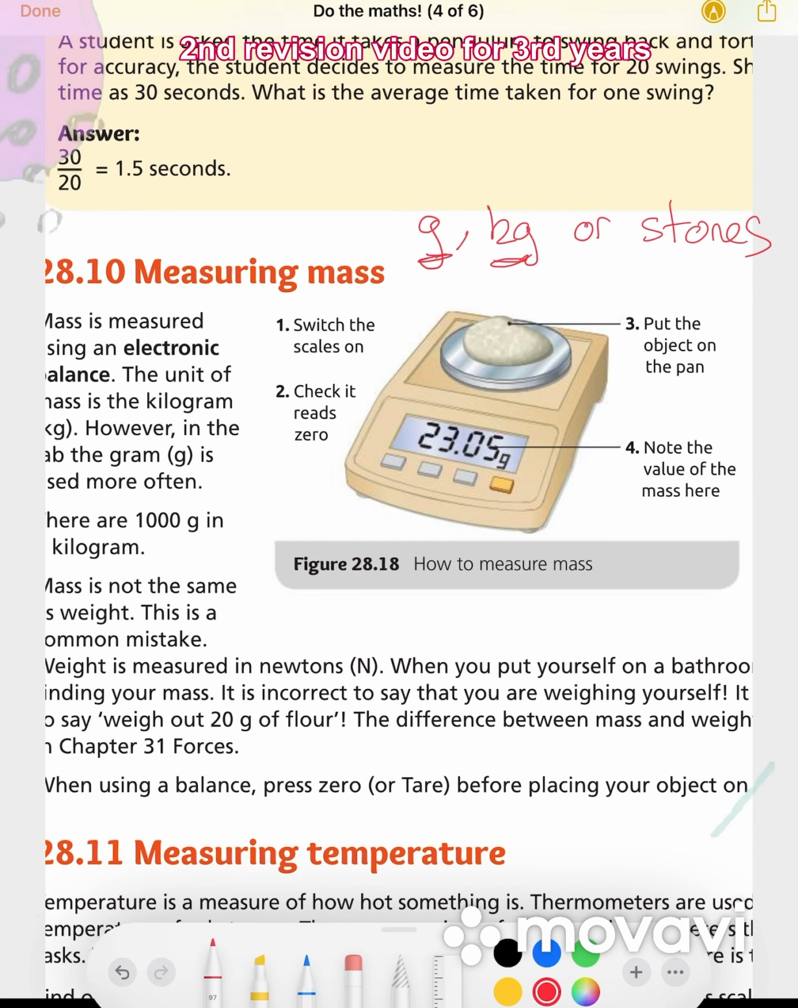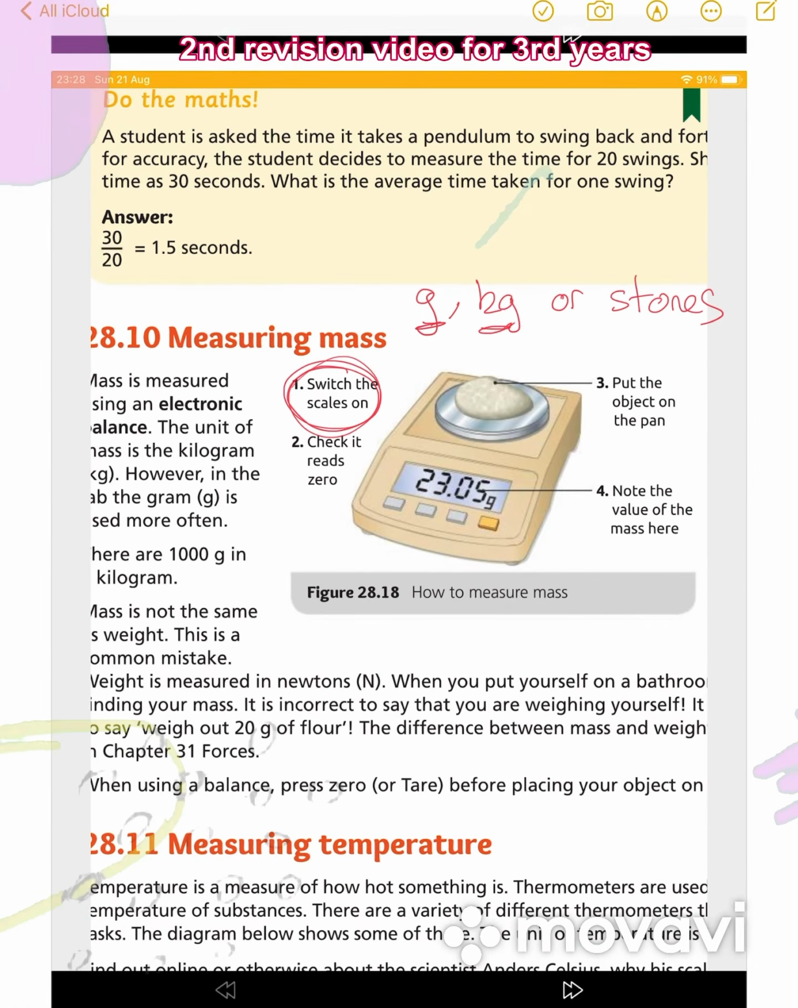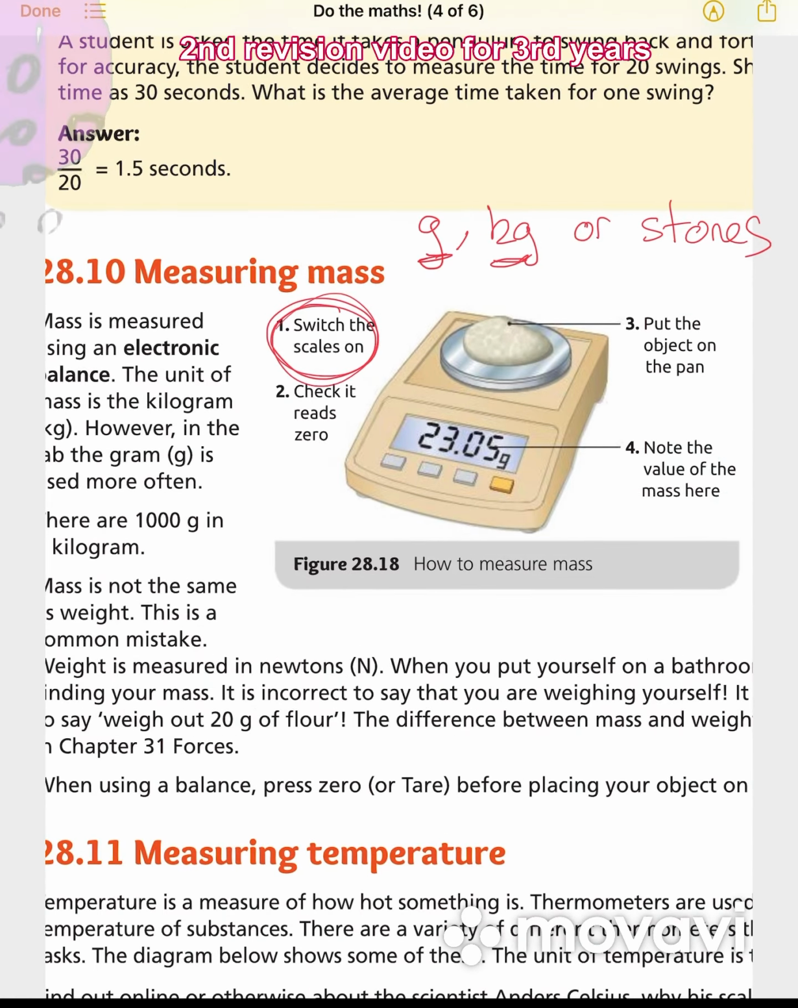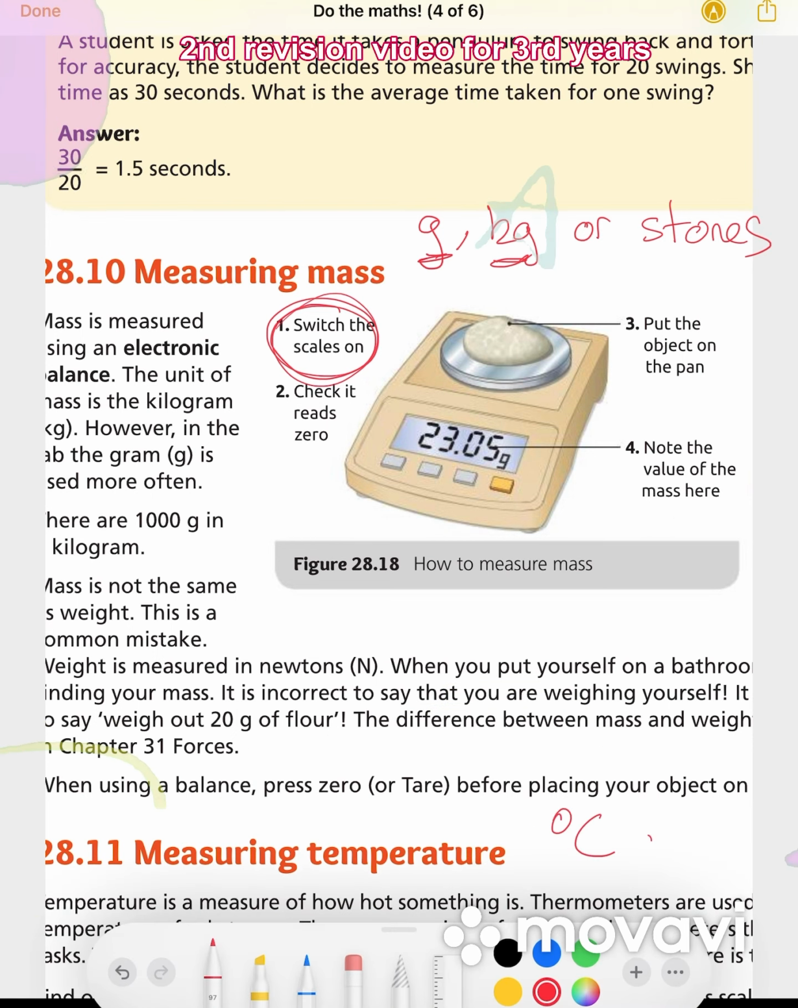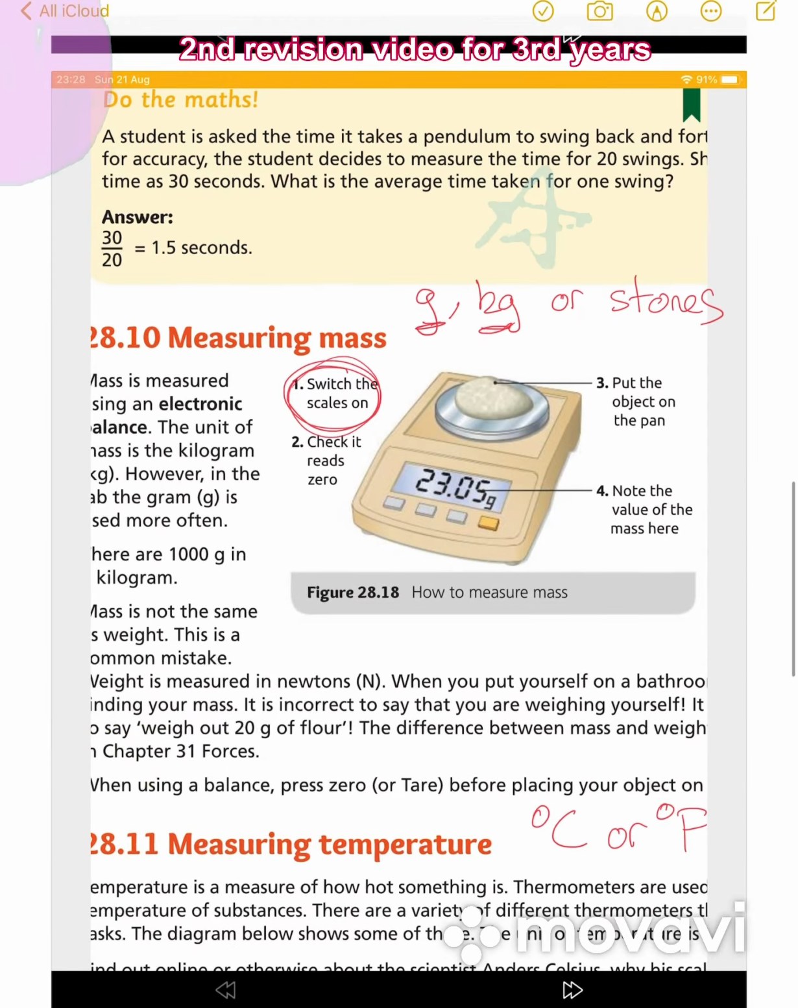Okay, so we use scales to measure mass. That's quite easy. To measure temperature, we always use a thermometer, or sometimes you see a thermometer probe, just like the one that takes your temperature when you're sick. So that's how we measure temperature. Now temperature is always measured in degrees Celsius or degrees Fahrenheit.